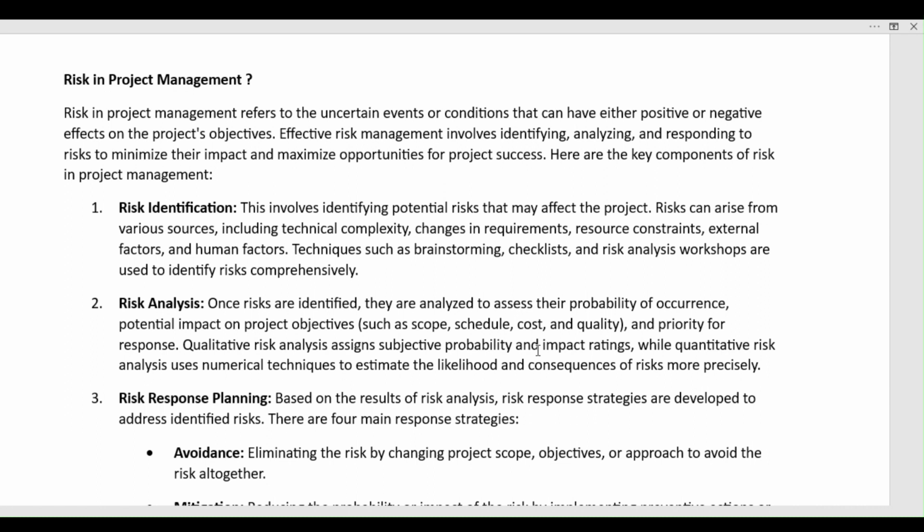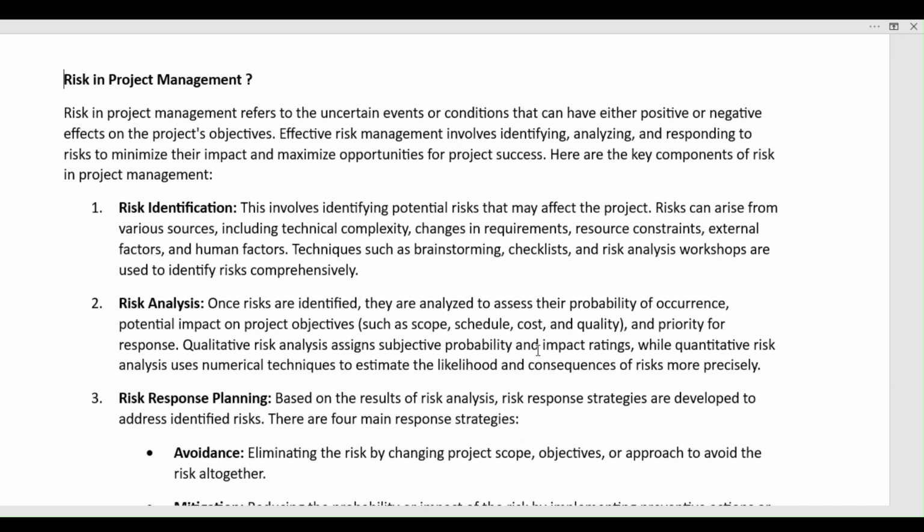Let's get started with this. Risk in project management refers to an uncertain event or condition that can have either positive or negative impacts on the project's objectives. Effective risk management involves identifying, analyzing, and responding to risk to minimize their impact and maximize opportunities for project success.